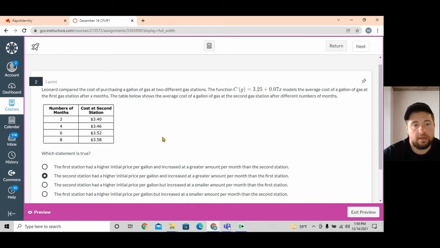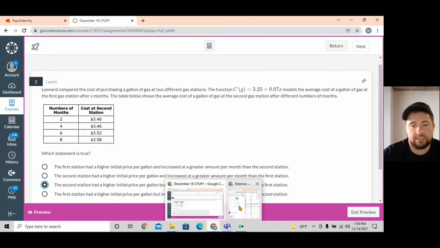Leonard compared the cost of purchasing a gallon of gas at 2 different gas stations. The function C of G equals $3.25 plus 7 cents per mile. What is the average cost of a gallon of gas at the first gas station? The table shows the average cost of a gallon at the second gas station after a different number of months.